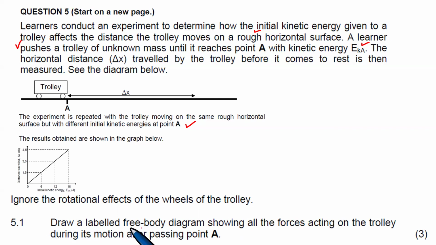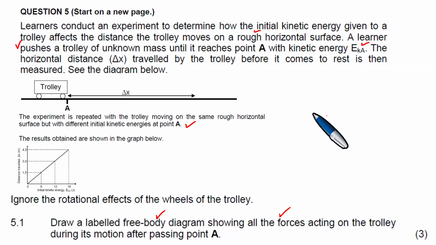Draw a labeled free body diagram showing all the forces acting on the trolley during its motion after passing point A. After it passes point A, you must show the forces there. So what are we supposed to do there? Any idea about the forces that are acting on this? Okay, so in 5.1, this is the answer.